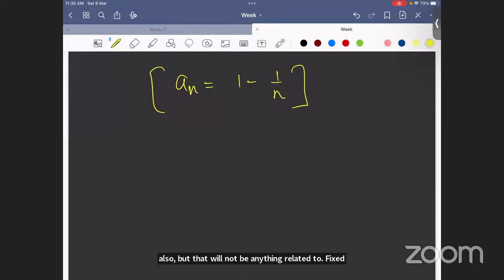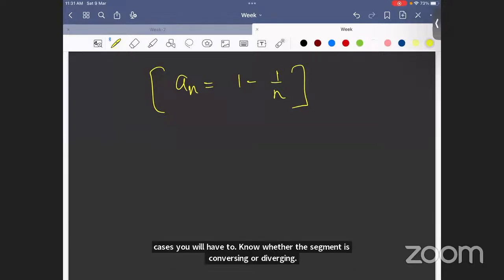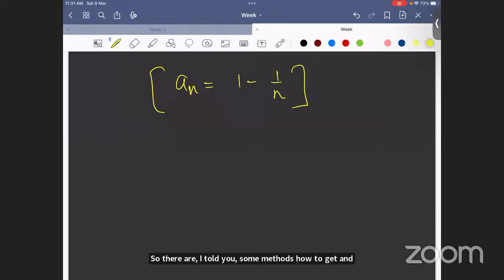That will be some random sequence, and for those cases you will have to know whether the sequence is converging or diverging. I told you some methods for how to get closer and closer to the converging values of any sequence. I don't think you'll be using any formulas for geometric progression, harmonic, or arithmetic things. So you don't have to worry about those things.